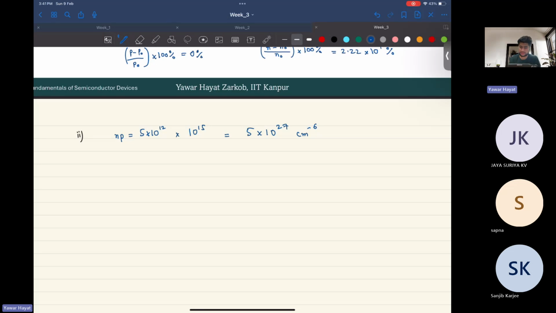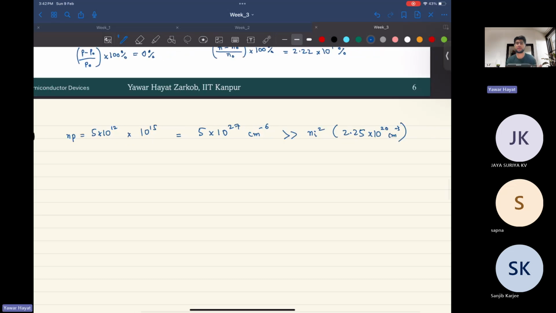So now this is considerably greater than your Ni square. What is Ni square? Your Ni square is the square of Ni. Ni is 1.5 into 10 to the power 10, and that gives 2.25 into 10 to the power 20, right?